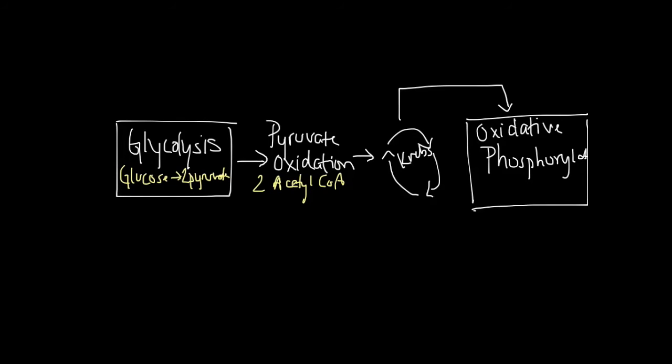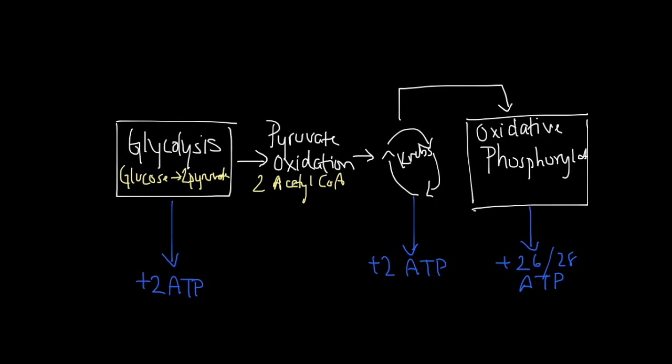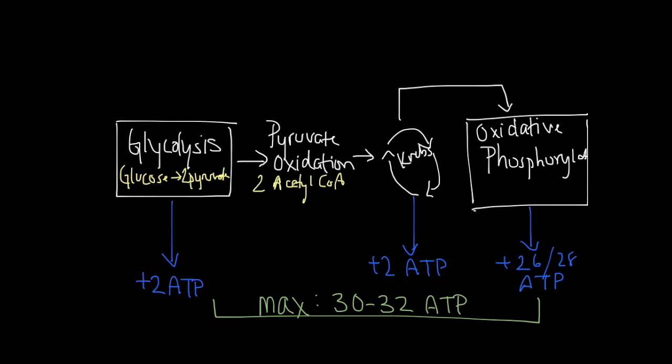When combining all these steps together, 2 ATP molecules form from glycolysis, 2 from the Krebs cycle, and approximately 26 through 28 from oxidative phosphorylation, resulting in a maximum of 30 to 32 ATP molecules produced from 1 glucose molecule. However, the exact number is highly debated, with some arguing that there is more or less. This sums up cellular respiration.